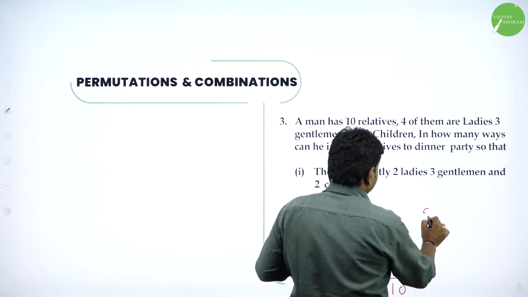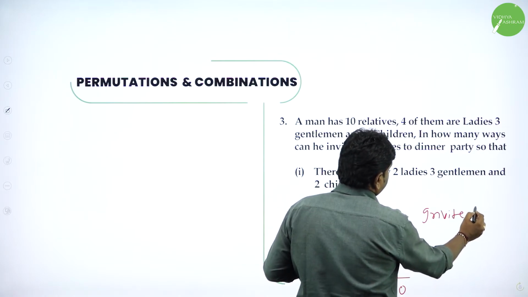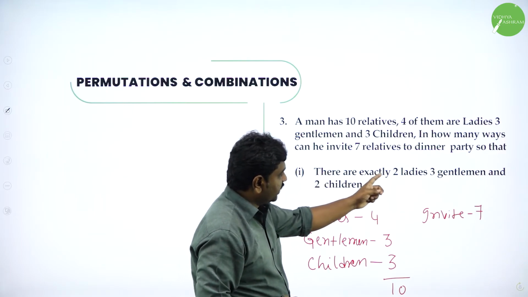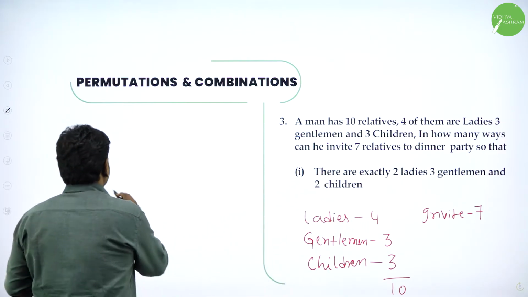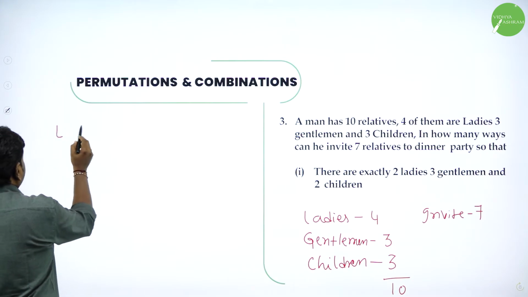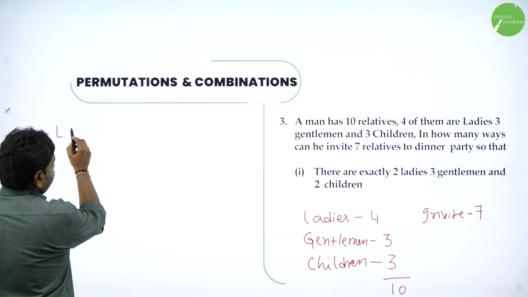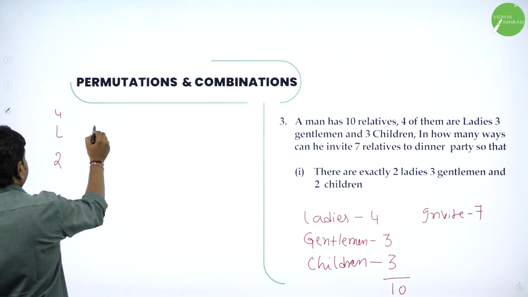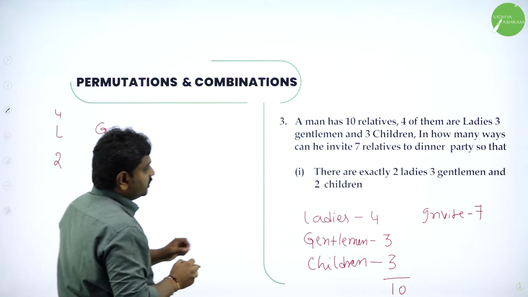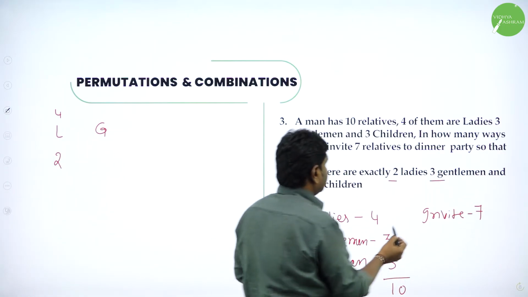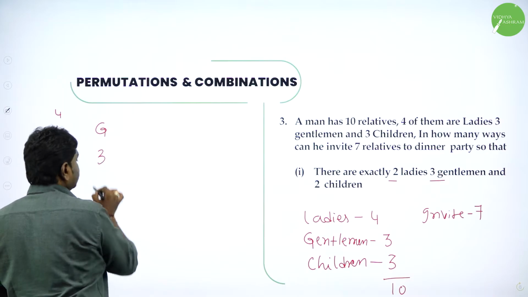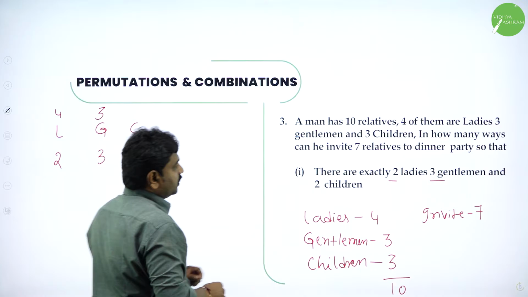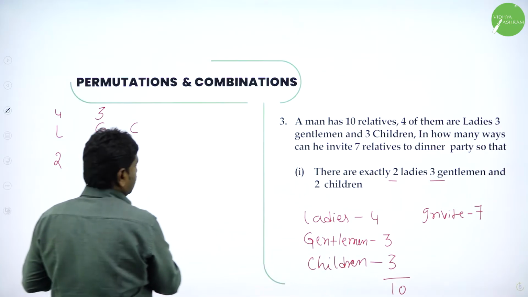7 he has to invite. Out of 10, he should invite 7. The conditions are: exactly 2 ladies, 3 gentlemen, 2 children. First case is ladies: we have 4, but he should invite exactly 2. Second case, gentlemen: exactly 2 ladies, 3 gentlemen, so he has to invite all 3 gentlemen out of 3. Then children: 2 children he has to invite out of 3 children.